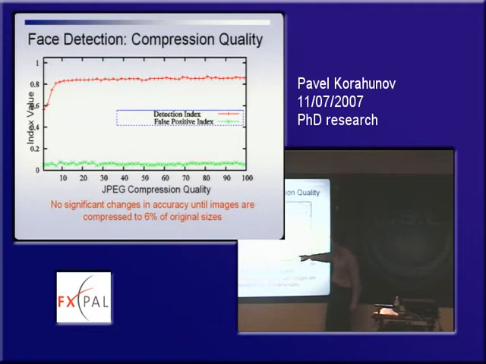Moreover, over here we plot the false positive index, which is basically the number of faces detected in the images which are not real faces, divided by the total number of faces. We can see that it doesn't grow while we compress images. So it's a good result, and very encouraging.